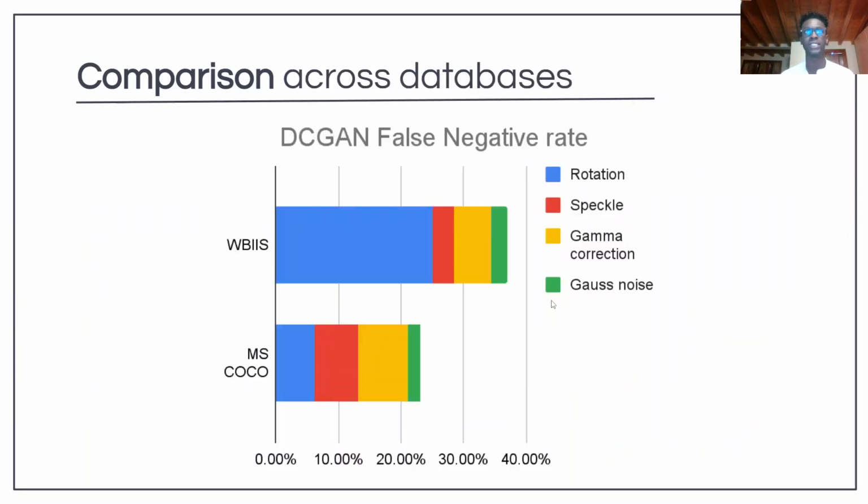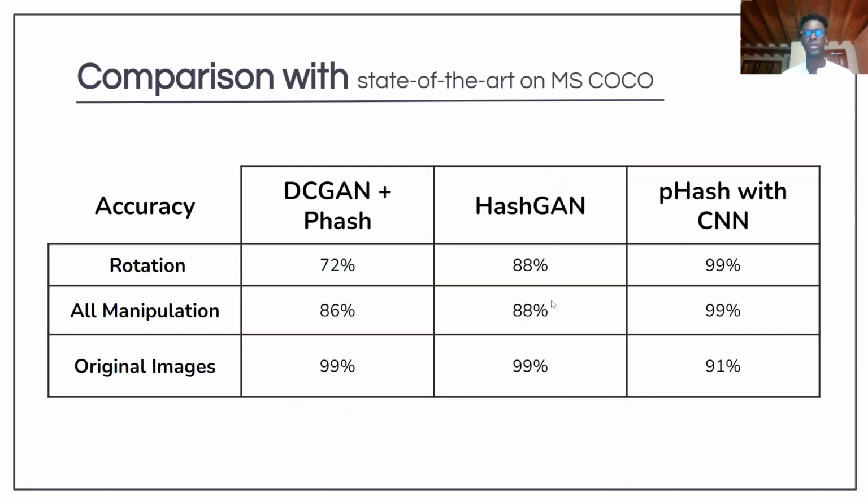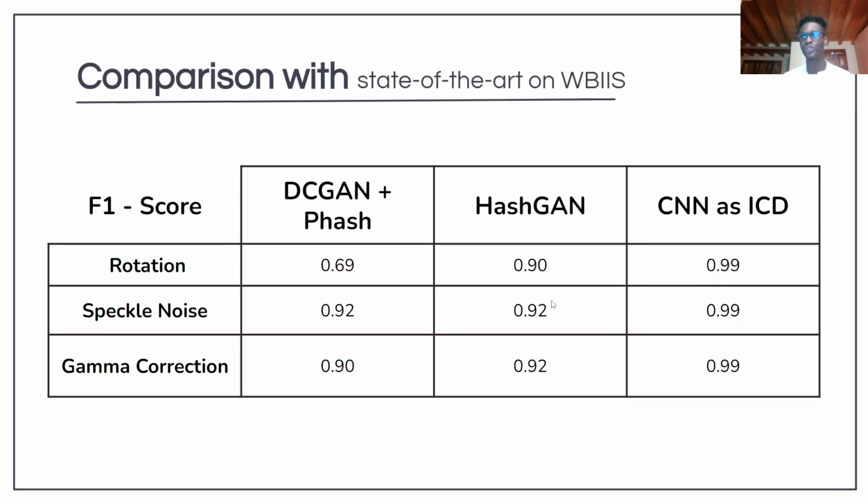So we can see here quickly the comparison of current datasets with DCGAN. We can see that the false negative rate increases significantly when it comes to WBIIS. Comparing our models to the state of the art, we can see that DCGAN and HashGAN have lower accuracy rates when it comes to rotation and all manipulations, while when it comes to original images, they are performing better than the perceptual hashing state of the art based on convolutional neural networks, which is a good result. And for the F1 score, we can see that the convolutional neural network as image copy detector performs better in all three cases, so in rotation, speckle noise, and gamma correction. But HashGAN is quite close, so we have 0.9. So with some fine tuning, we can get there.